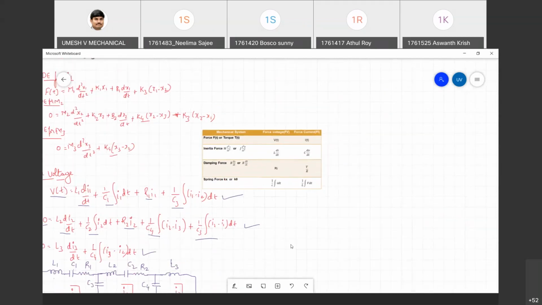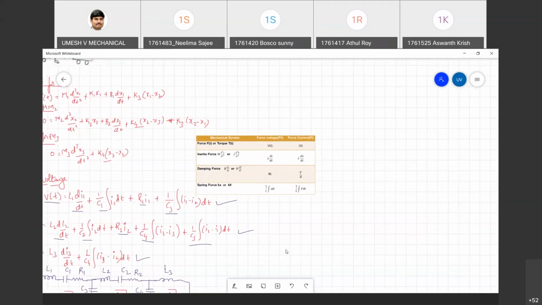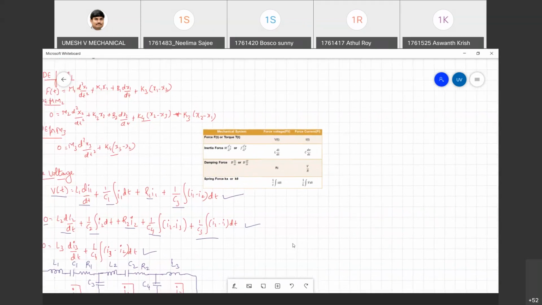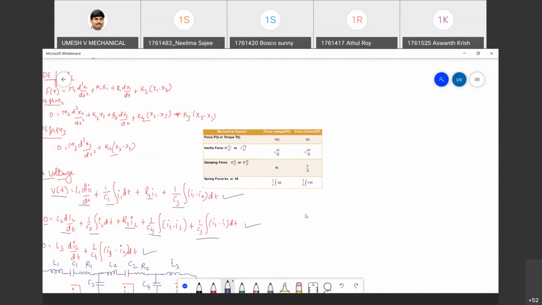Now let us write the equivalent force current circuit. Before that, you have to draw the equivalent equation. Write the force current equation. Refer to the table. We have the mechanical equation, and the equivalent force current equation by referring to the table.